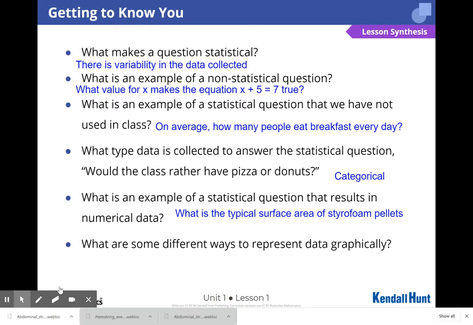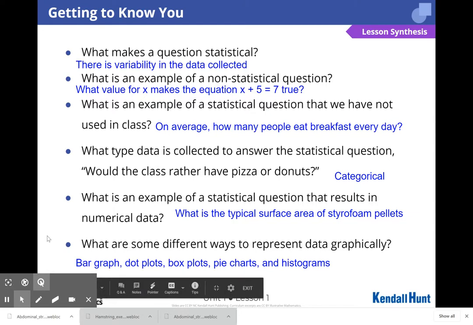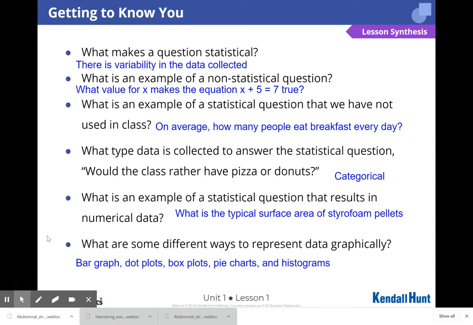What are some different ways to represent data graphically? So on your Unit 1 readiness check, you encountered some of these. So we can use bar graphs, dot plots, box plots, pie charts, and histograms to look at data. All right, so that is kind of our summary about statistical and non-statistical questions, numerical and categorical data.